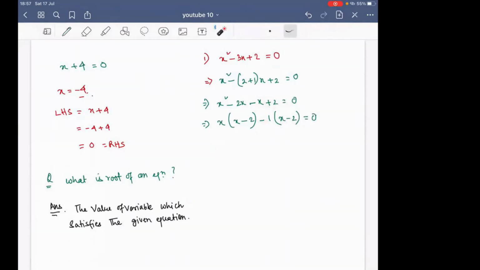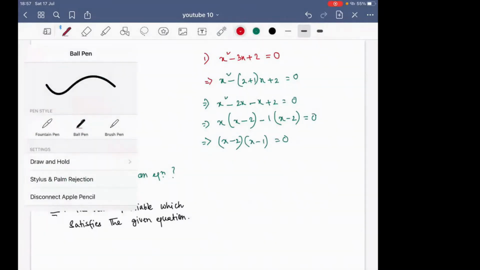Now we have got two terms here, one term here, another term here. And as you can see, x minus 2 is on both of them. Take the x minus 2 as common factor again. So we are going to get x minus 2, x minus 1 is equal to 0. Okay, let's continue with the roots.